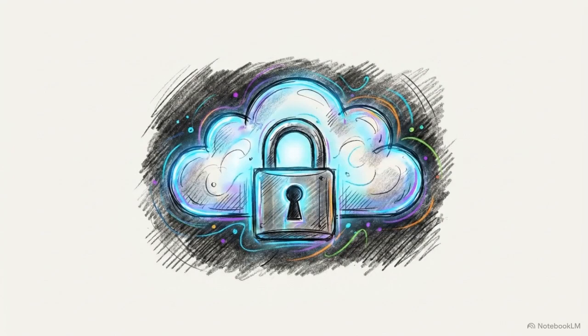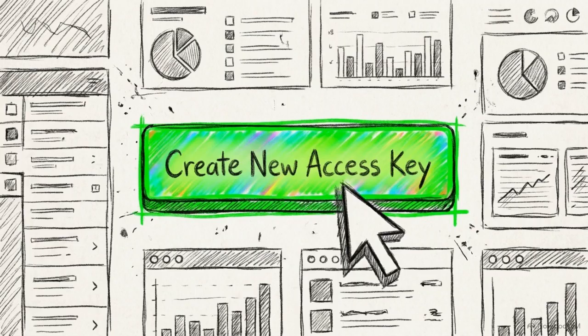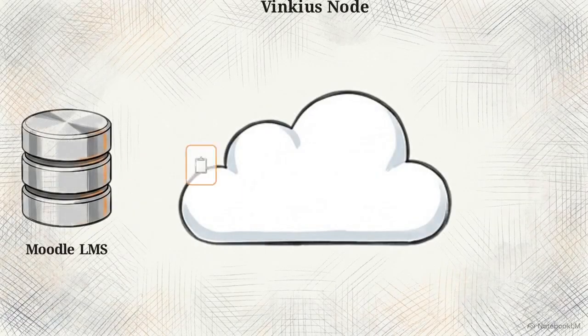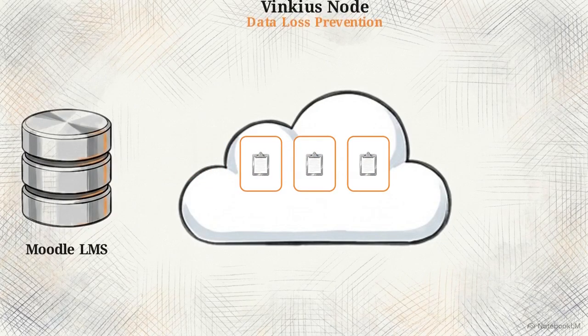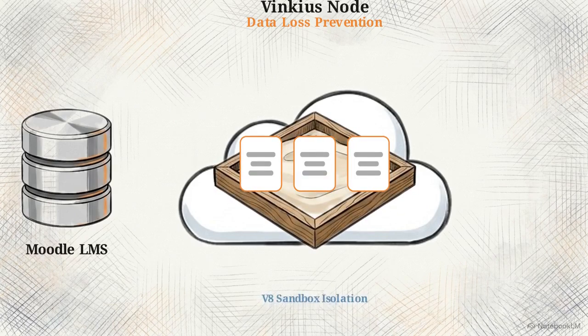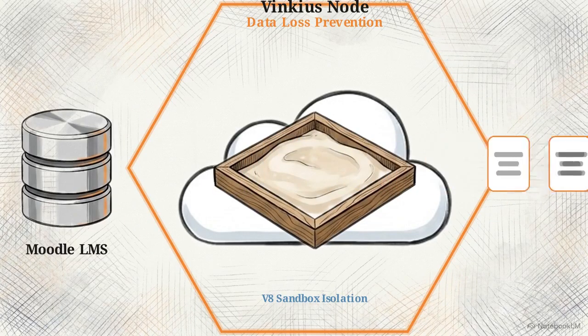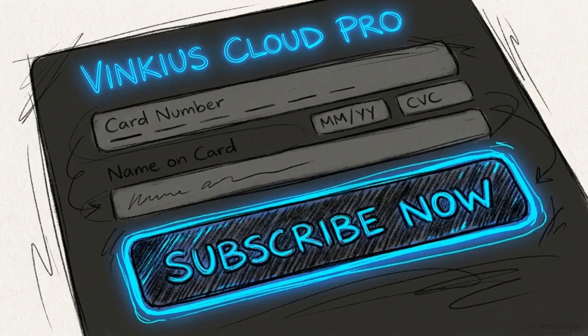Running these tools requires a connection hosted and managed by Vinkius Cloud. It operates as a zero-code setup. You generate a token on the Vinkius dashboard and paste it into a client like Claude Desktop or Cursor. When Moodle data travels through the Vinkius Cloud node, a data loss prevention protocol masks personally identifiable information before it reaches the language model. Each API call is also executed within an isolated V8 sandbox, adding a rigid layer of code execution security. To get this secure, frictionless connection, you have to subscribe to the Vinkius paid ecosystem.